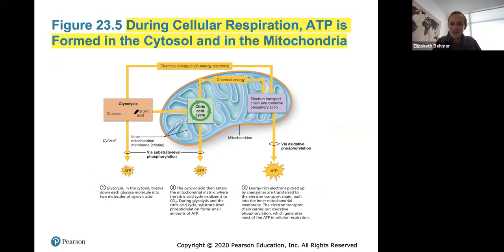So glycolysis occurs in the cytosol. This basically takes glucose and turns it into pyruvic acid. So we're just breaking apart glucose to turn it into pyruvic acid. Pyruvic acid then enters the citric acid cycle, which is in the mitochondria. These two steps, glycolysis and citric acid cycle, are what we call substrate level phosphorylation. And then the products of the citric acid cycle go on into the electron transport chain. And the most ATP is produced in the electron transport chain via oxidative phosphorylation.